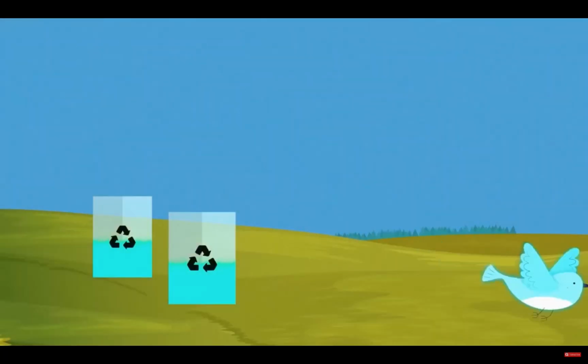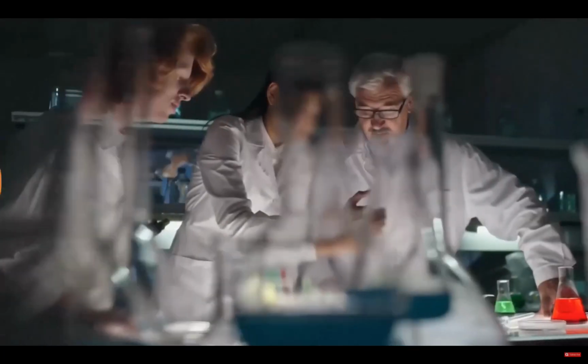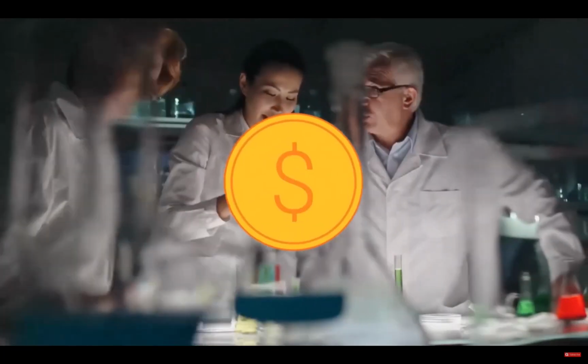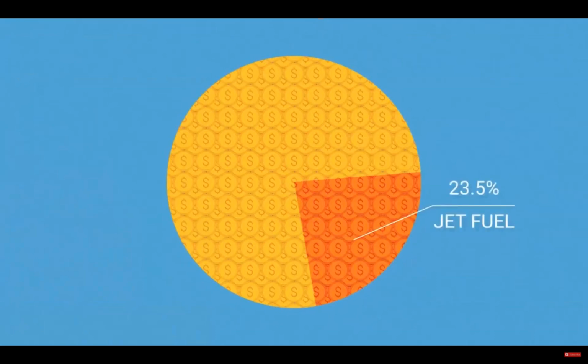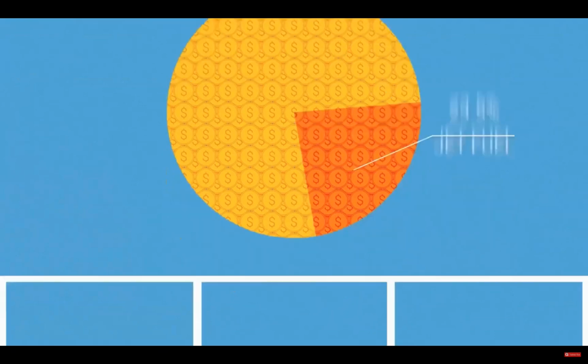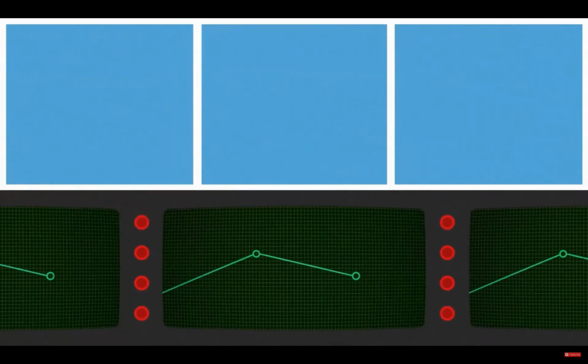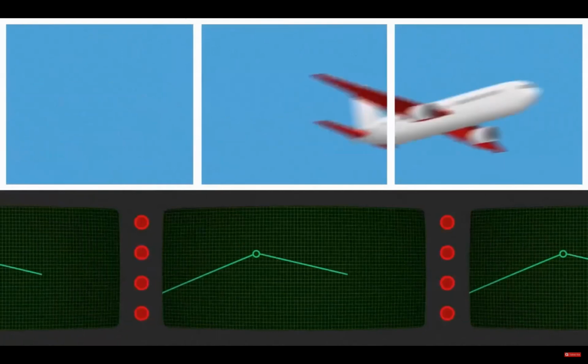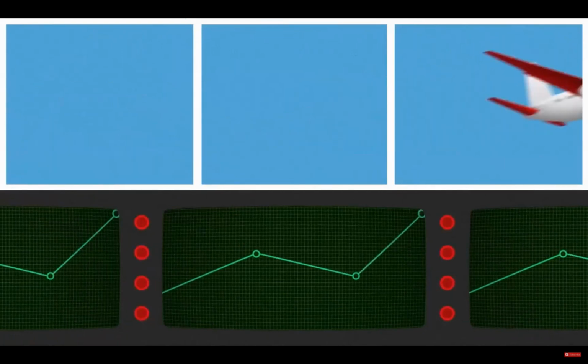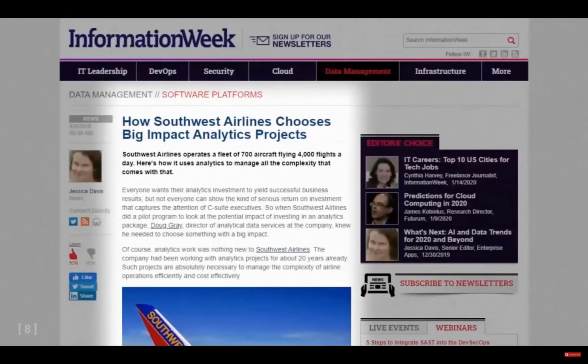The second big reason for carriers to reduce carbon emissions is a financial one. In 2018, airlines spent 23.5% of total expenses on jet fuel. That's a lot. To become more fuel efficient, an airline must accurately predict how much fuel it needs for every scheduled flight to supply a plane. The best scenario is to have a single analytical tool. Southwest Airlines worked on such a solution in its fuel consumption project.